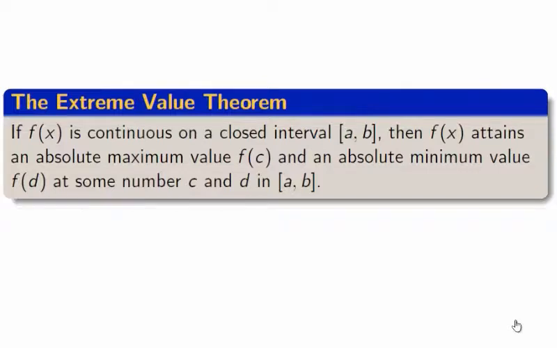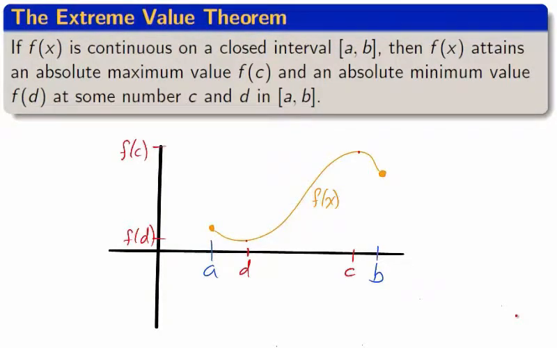Our focus in this video, the closed interval method, is a consequence of the extreme value theorem. The extreme value theorem says that a function f on a closed interval [a, b] attains an absolute maximum f(c) and an absolute minimum f(d) for some numbers c and d between a and b.